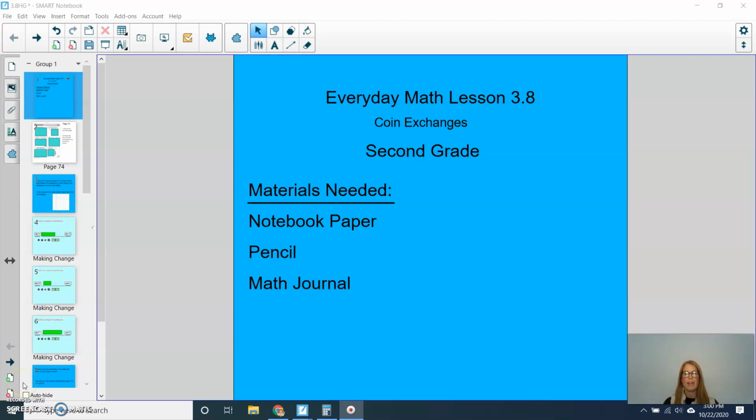Hi boys and girls, welcome to Everyday Math Lesson 3.8, Coin Exchanges. The materials that you'll need today: notebook paper, pencil, and your math journal.